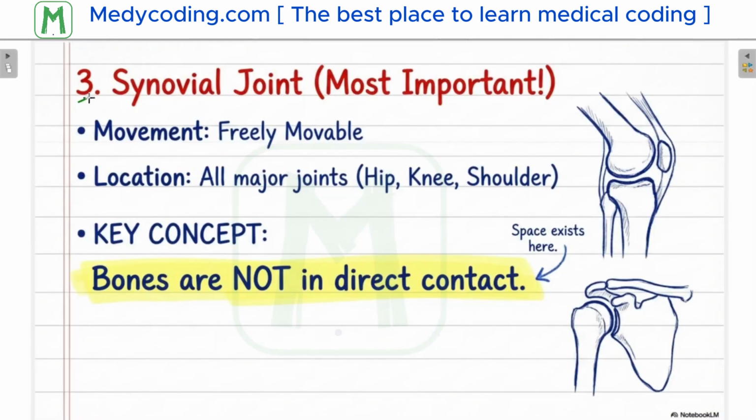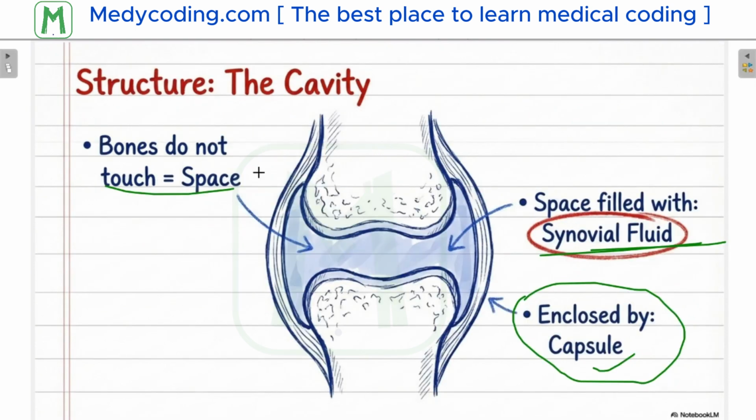So the synovial joint is the freely movable joint because of its structure, and it is found in all major joints of the human body like the hip, knee and shoulder. The term synovial joint is given because of the involvement of synovial fluid and synovial membrane. So this is the synovial joint.